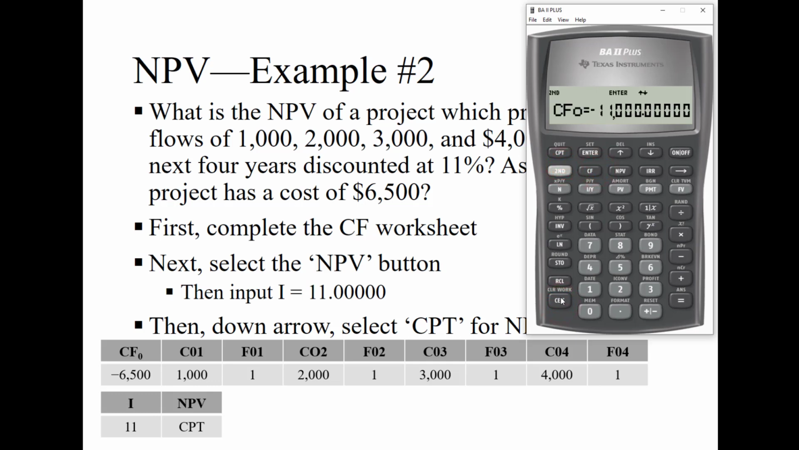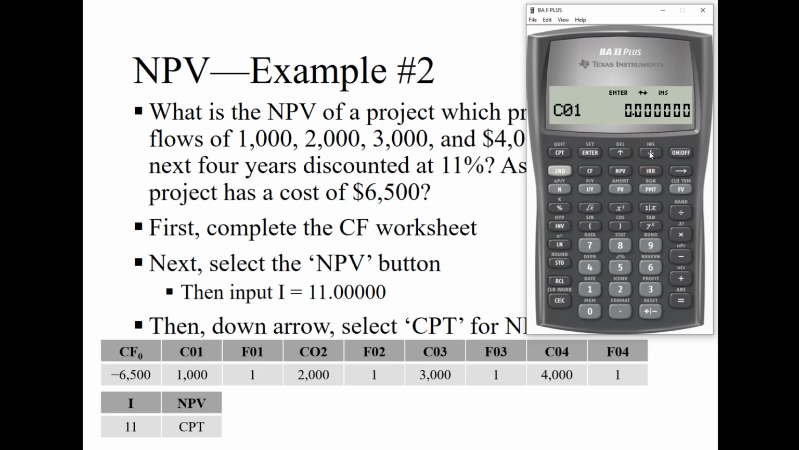So I'll press the cash flow button or the CF button and then hit second and clear to clear the work. And then I'll type in our cost at time 0 for 6,500, and then I'll hit plus minus. And then we hit enter to store it. Enter and equals are not the same thing.